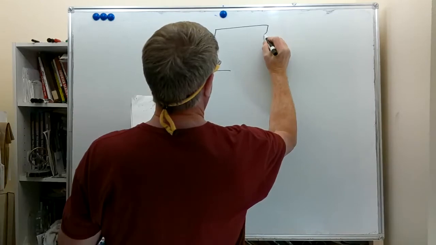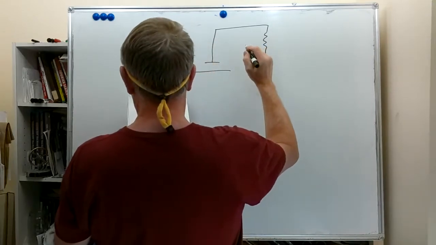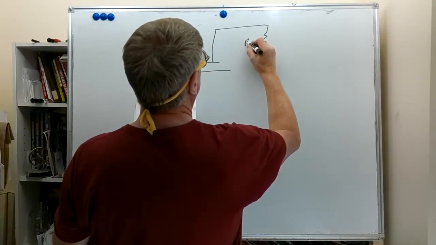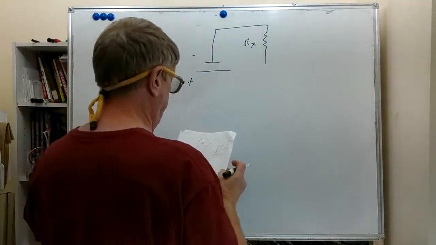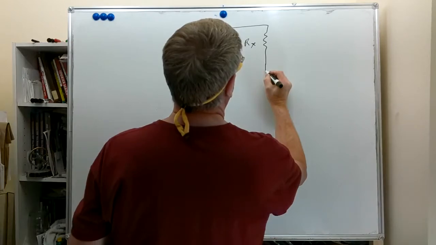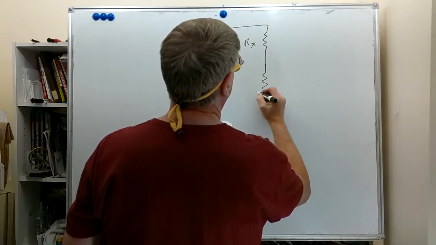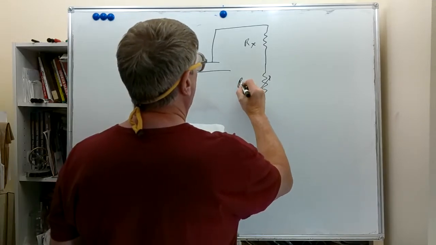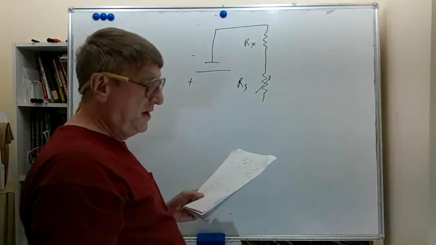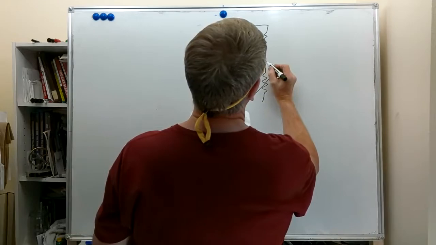We got a resistor here, which we call Rx. This is our unknown resistor, which we're going to measure with this circuit. Another resistor, which we can vary and is calibrated. This we will call RS, R in series with the unknown. We have a meter.